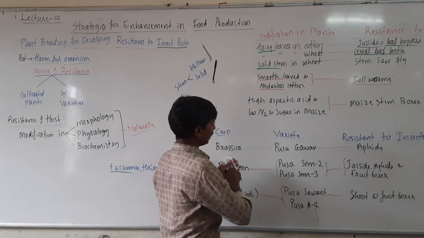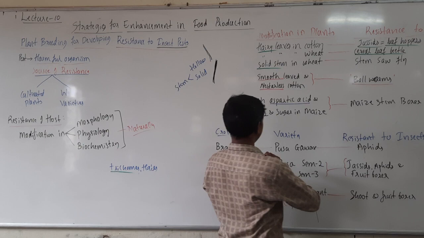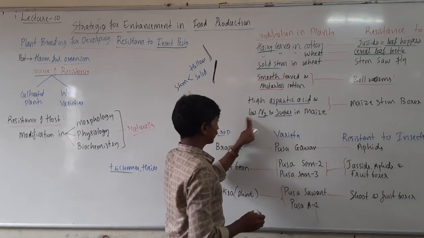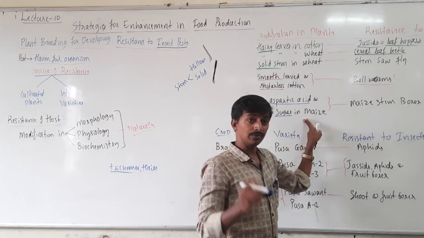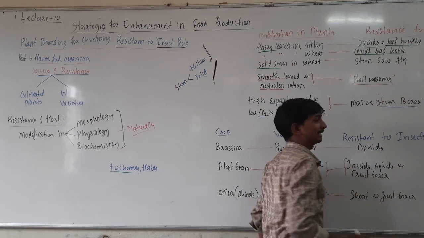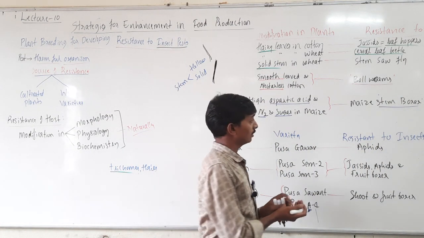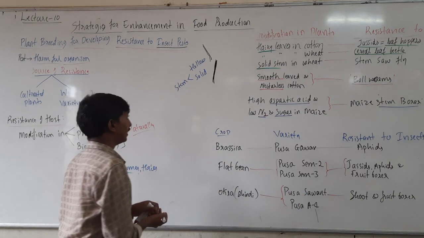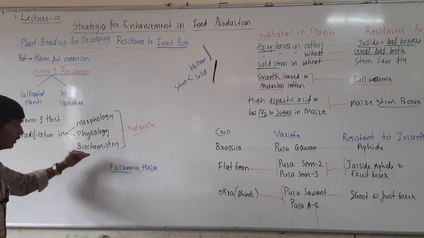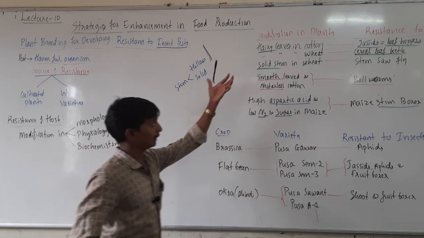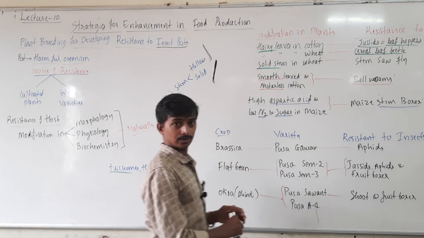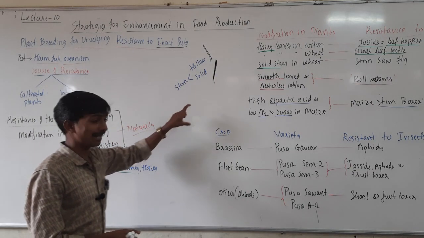High aspartic acid content, high nitrogen content and high sugar content, and low nitrogen and low sugar in maize will protect from the maize stem borer, the insect which attacks the maize plant. Like that, these morphological, physiological or biochemical modifications in these plants will protect them from the respective insects.